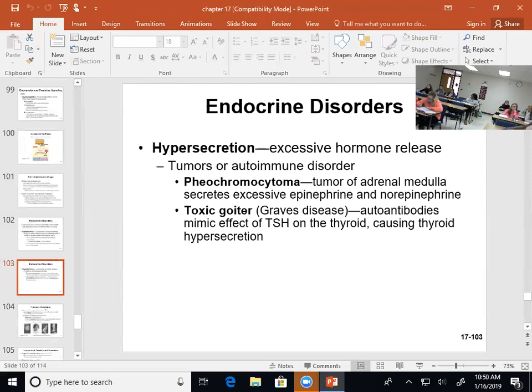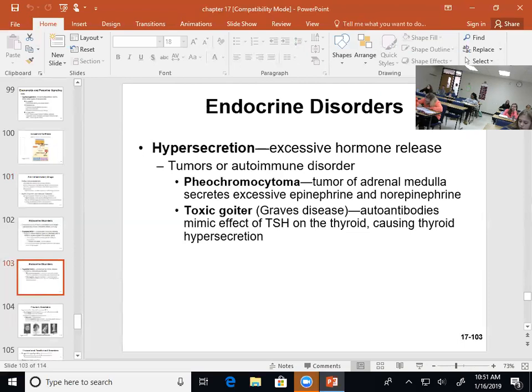A toxic goiter is when you make antibodies that mimic TSH from the pituitary. So now your thyroid thinks it's getting a signal to produce T3 and T4, so it's just doing what it thinks it's supposed to be doing. But is that really TSH out there? Or is it your immune system mimicking TSH with antibodies? It's an autoimmune disease that causes a hypersecretion of the thyroid gland. It's called Graves' disease, and it's a toxic goiter, which is not the same as an endemic goiter.